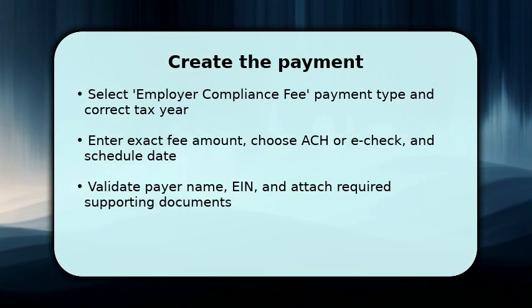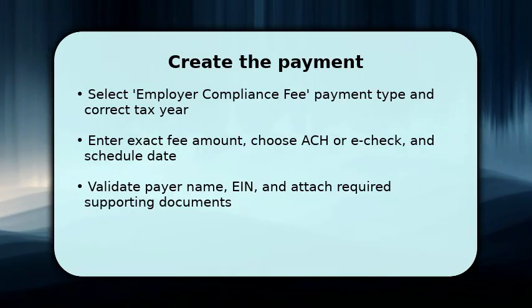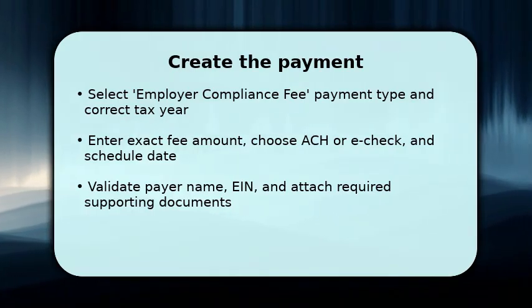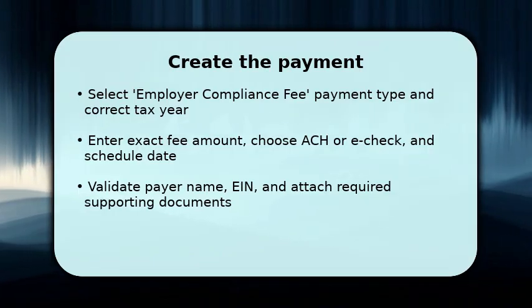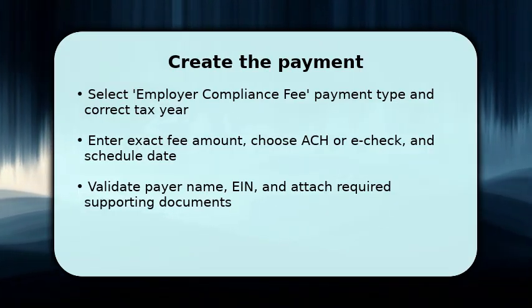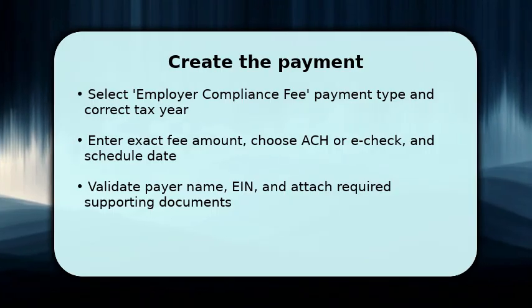You now create the payment record step by step. Select the specific employer compliance fee type and confirm the correct tax period. Errors here force returns. Enter the exact fee amount displayed by the portal, choose ACH debit or e-check, and pick an immediate or scheduled date.